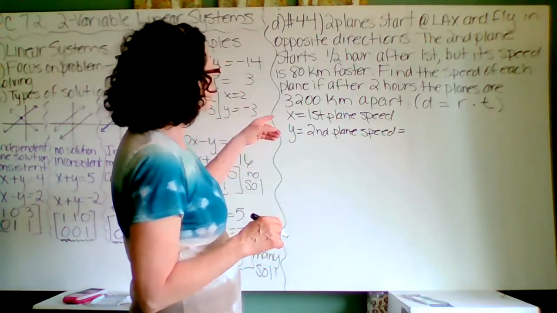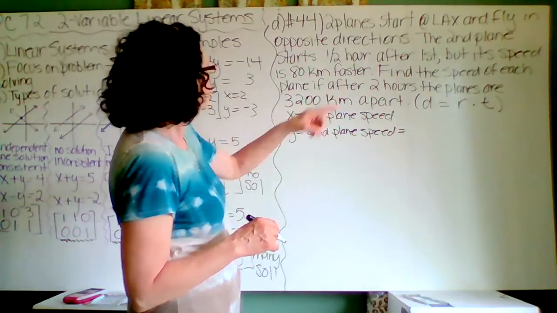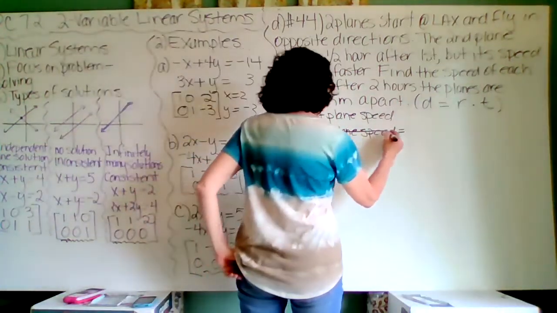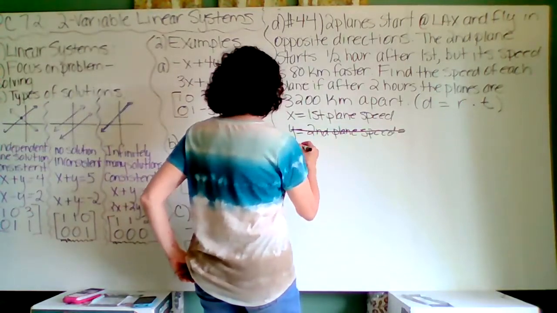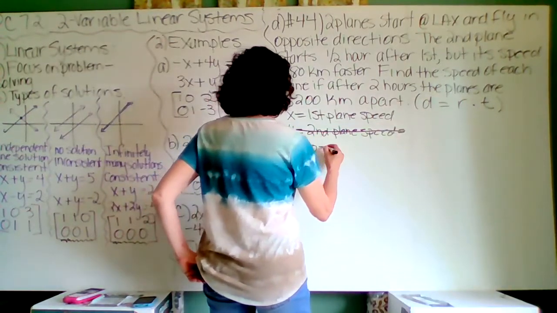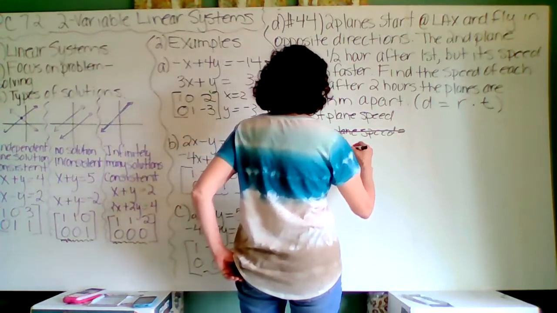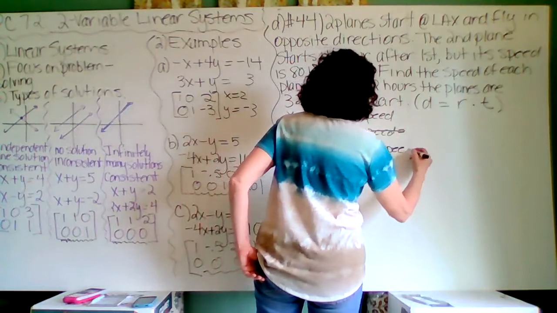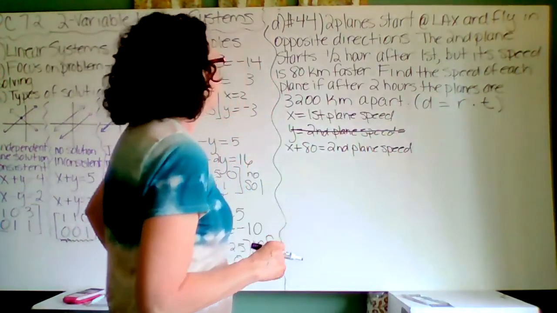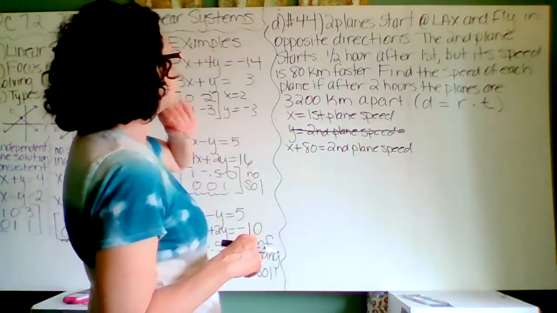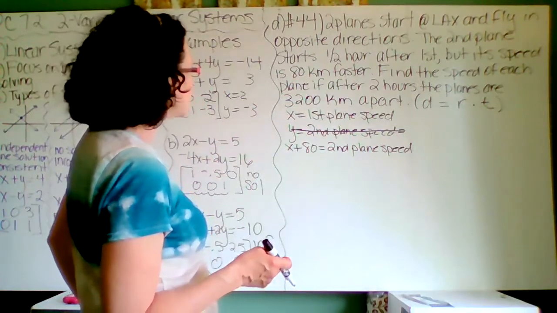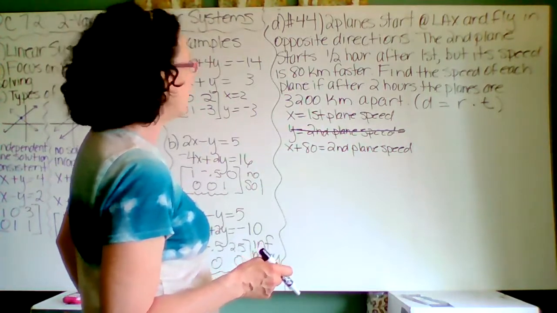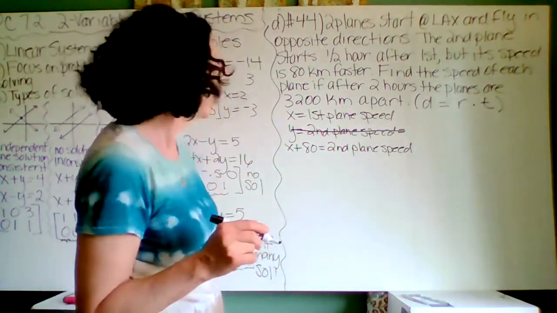Because the second plane, its speed is 80 kilometers faster than the first plane. Oh, okay. All right. I can do a little bit better than that. X plus 80 then equals the second plane speed. All right. No need for a second variable here. That's kind of nice. So again, let me read that. The second plane starts a half hour after the first, but its speed is 80 kilometers faster, right? The second plane is going faster, just checking that out.